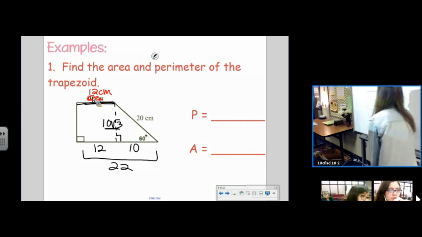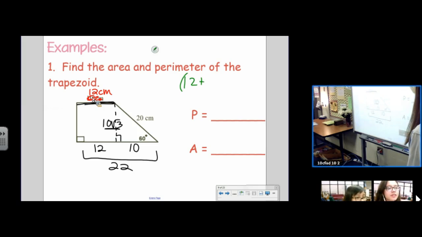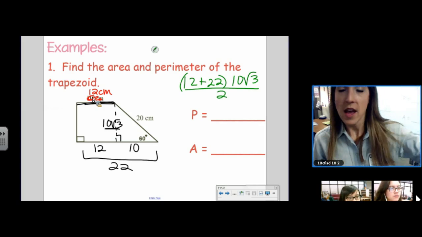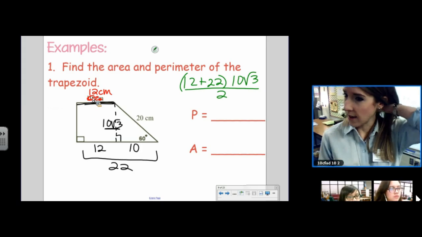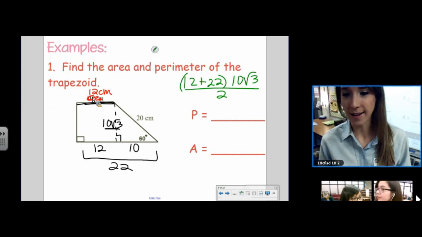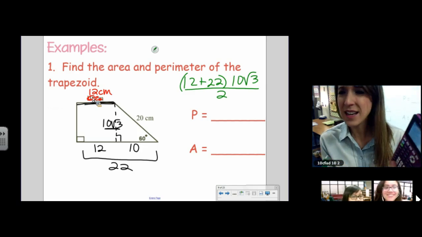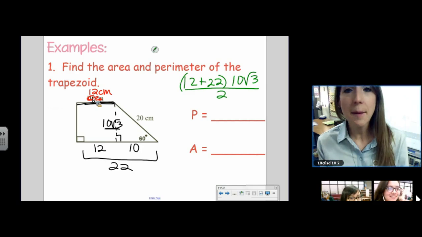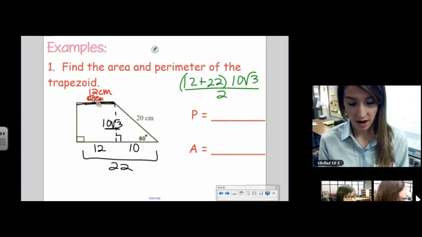Now we go straight to our handy dandy formula. Base 1 plus base 2 times the height divided by 2. What we're not going to do is put that whole thing, including the root 3, into our calculator. We are not going to do that because that takes our answer, remember, from exact to approximate. And we're exact kind of people. We're not approximate kind of people. So what we're going to do is, if you need to, you can put the whole thing except for the root 3 in your calculator, and then you can attach the root 3 back on. Or you can do it in your head.